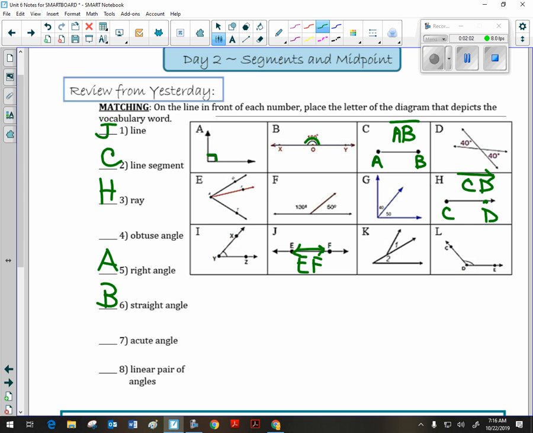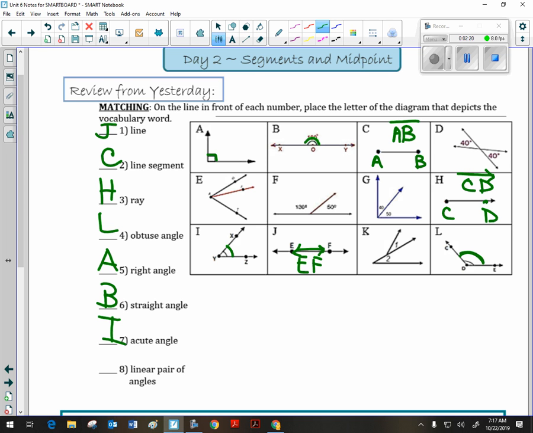An obtuse angle is an angle that's more than 90 degrees but less than 180. That's going to be choice L. An acute angle is an angle between 0 and 90 degrees. That's going to be I.